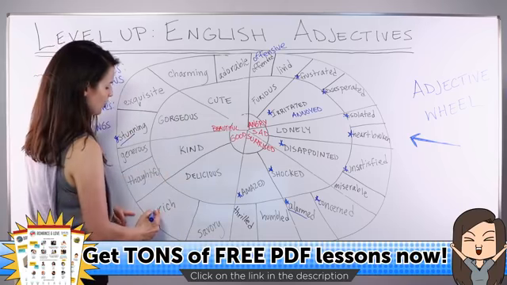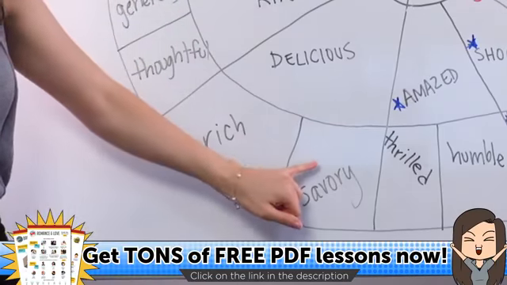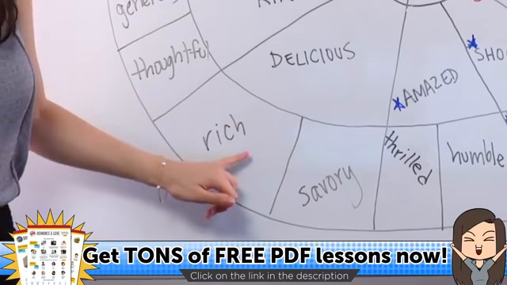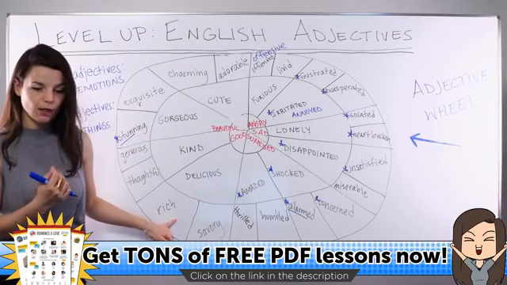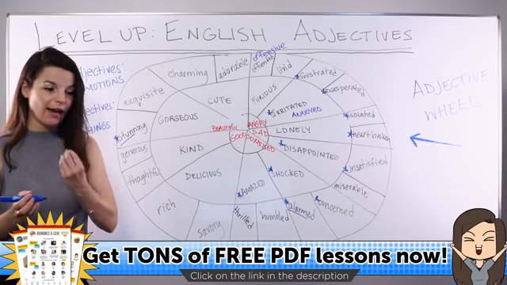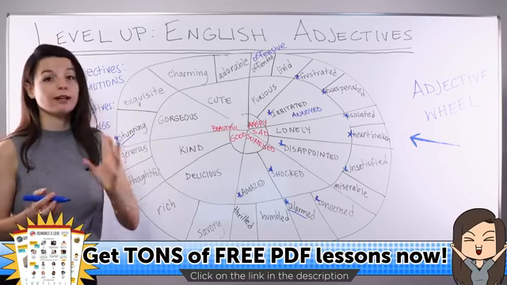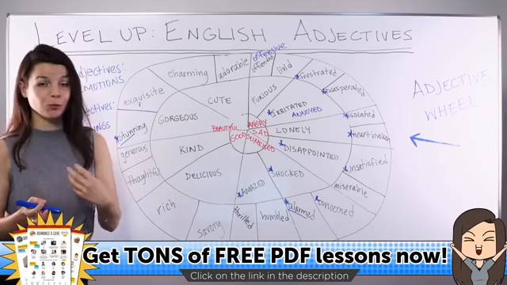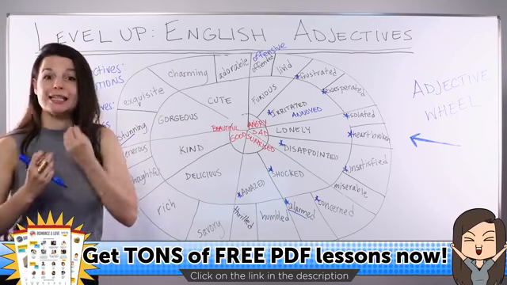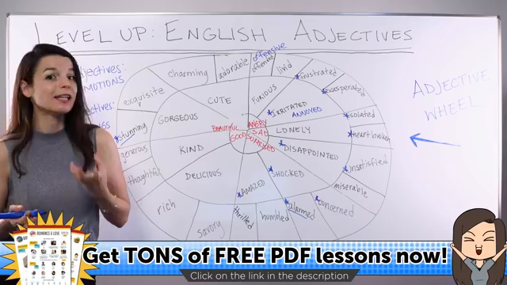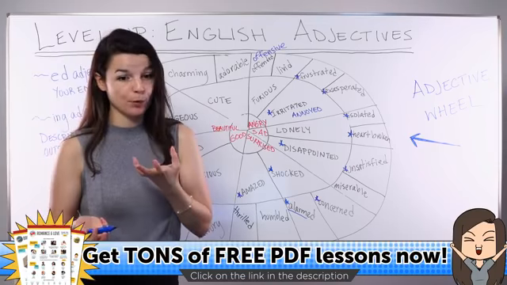So here are two examples, rich and savory. Rich is something that has a strong flavor and that's kind of fatty, and it's usually used in desserts actually. So for example, chocolate cake is really rich. So the flavor is a deep flavor and there's some sweetness to it. Or pudding is really rich, for example.